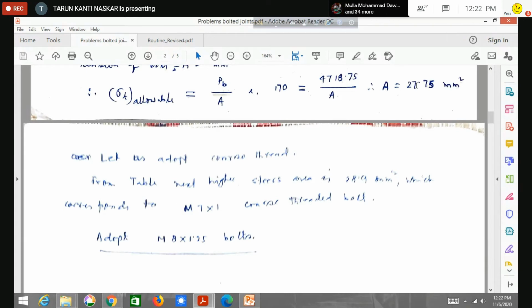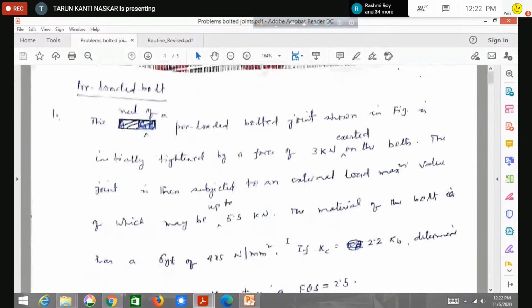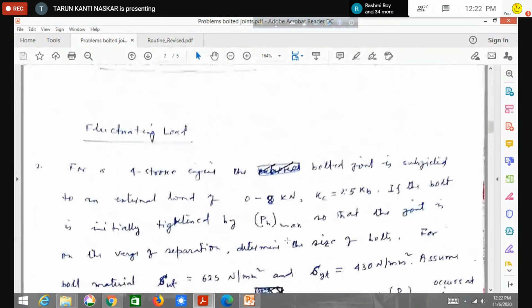From the table there is an area, and corresponding to the area, the bolt is M7 by 1, coarse threaded, and let us adopt some higher value, that is M8 by 1.25, where 1.25 is the pitch. So the problem is solved. Is it okay? I think it's okay, it's very simple.